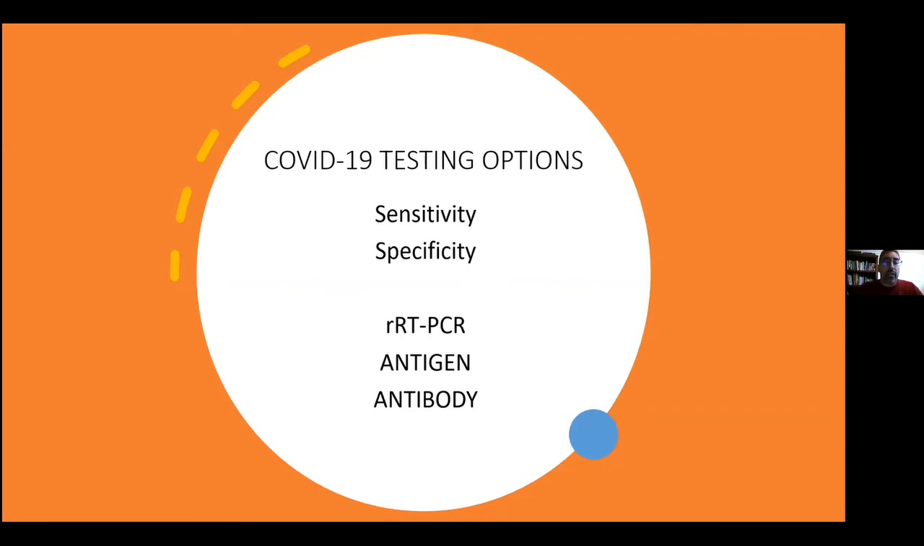IgM antibodies are detected early on in the infection, while IgG antibodies are produced later on in the course of the infection. The problem with the antibody test is not everyone has a detectable level of IgM, and it can take up to 3 weeks to be identified. This is one of the main reasons why the CDC advises against using antibody tests to diagnose anyone with an acute or new COVID-19 infection.